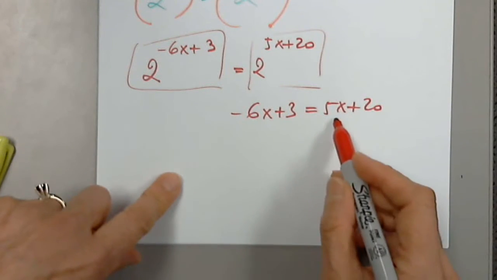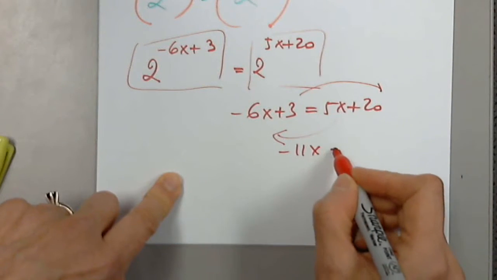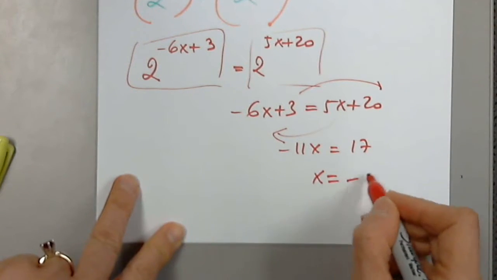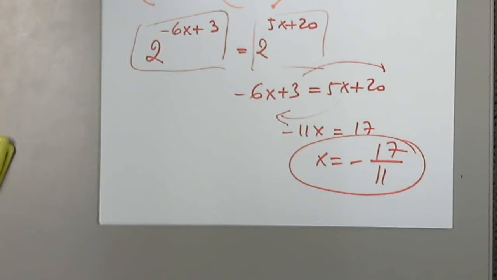So now I move 5x because it's linear, and I move 3. So this is negative 11x equals 17. So x equals negative 17 over 11. And this is the only solution.